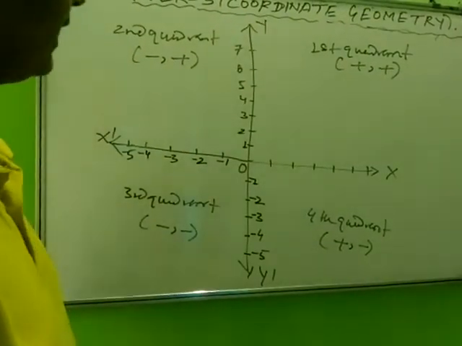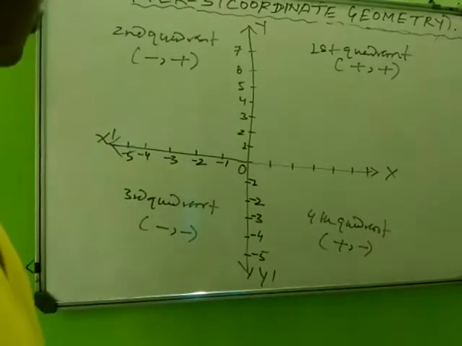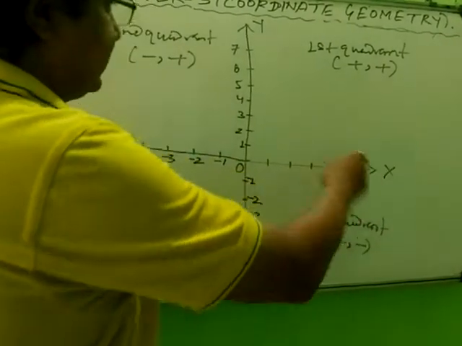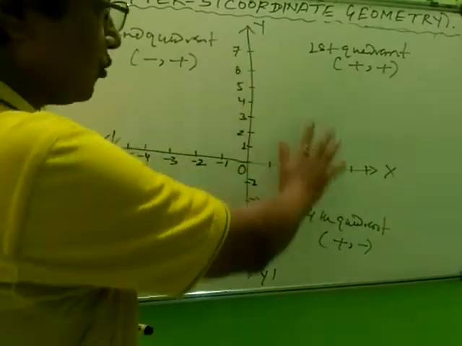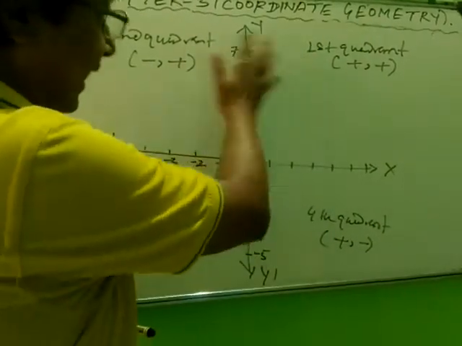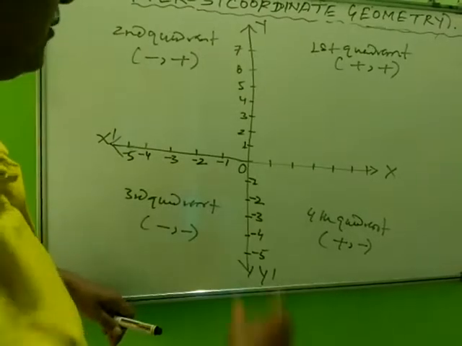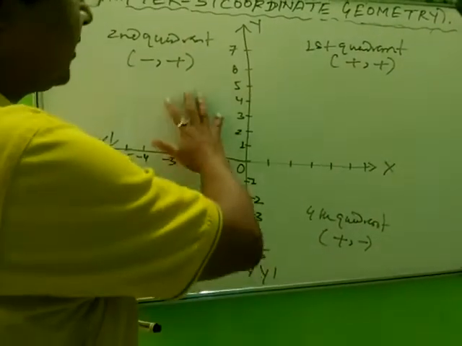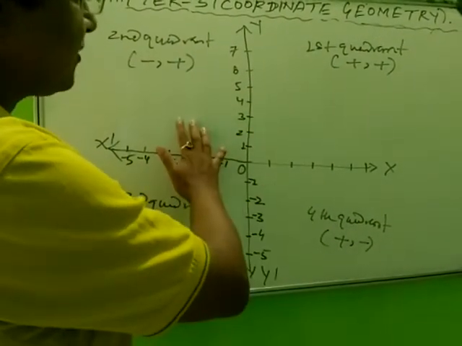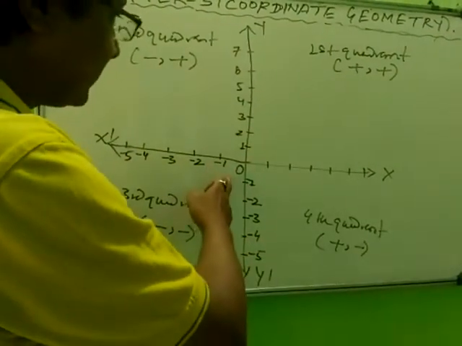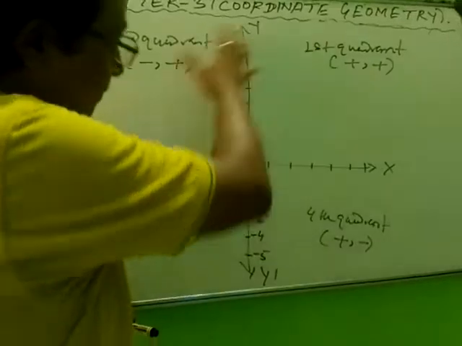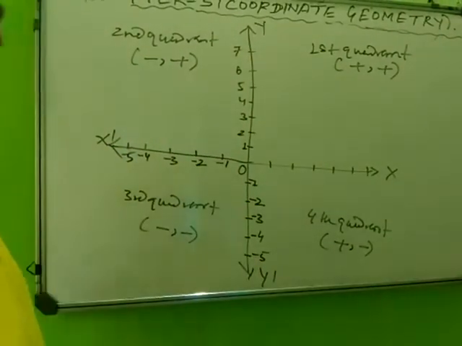So now let's begin. These are the two coordinate axes. Let us take that this is a flat plane, a plane surface, like the paper, or you take this board. This is the flat plane surface. On this surface you have drawn the coordinate axes, that is the x-axis, y-axis. So this plane is called the Cartesian plane.